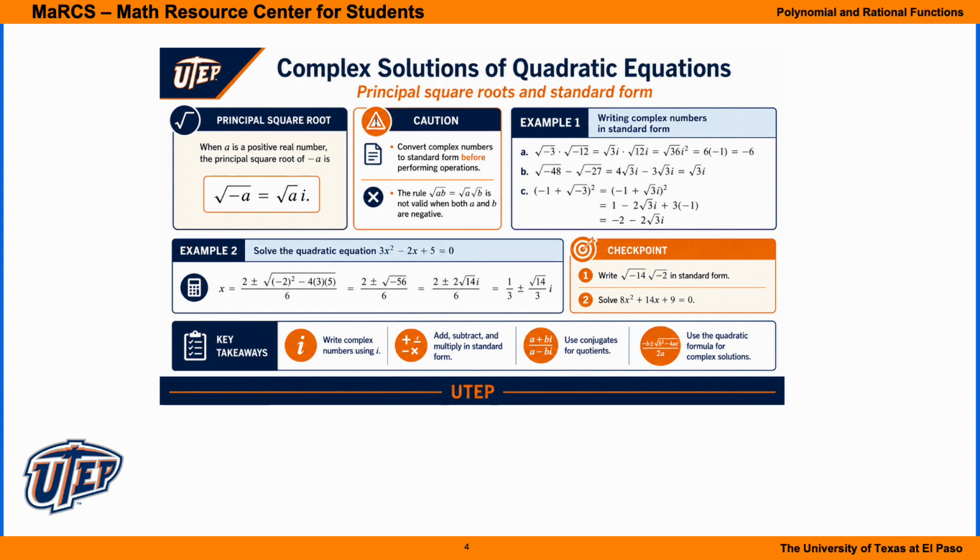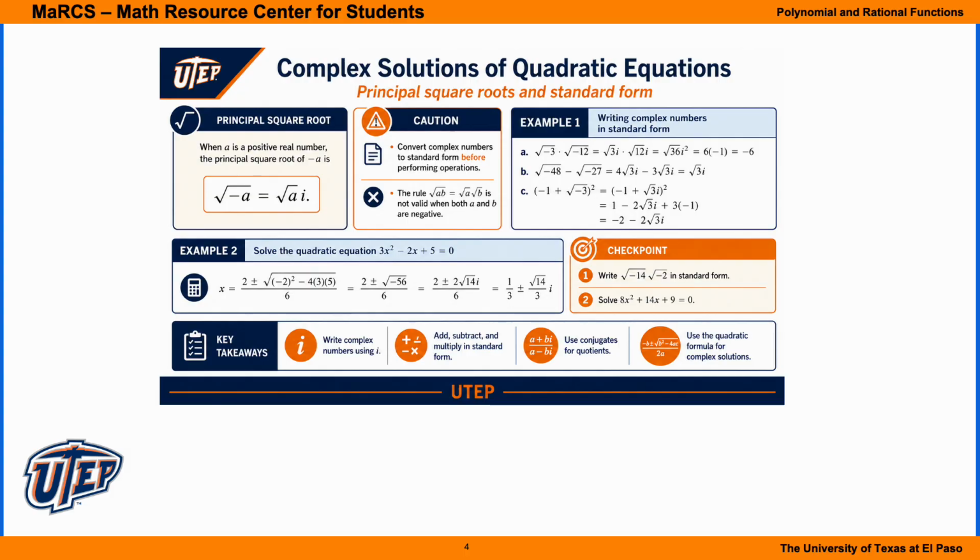Now for example 2, we are told to solve the quadratic equation 3x squared minus 2x plus 5. So we recall that our quadratic formula is given by x is equal to negative b plus or minus the square root of b squared minus 4ac, divided by 2a. So after we plug in all our terms, our a, b, and c, we're left with 2 plus or minus the square root of negative 56, divided by 6.